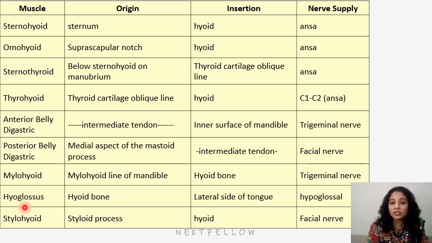Hyoglossus is a tongue muscle, so it is supplied by the hypoglossal. Stylohyoid is also a suprahyoid muscle, attaches from the styloid process to the hyoid bone, and it is developmentally from the second pharyngeal arch, so it is supplied by the facial nerve. So this is a chart where we can understand the nerve supply of suprahyoid and infrahyoid muscles along with their attachments.